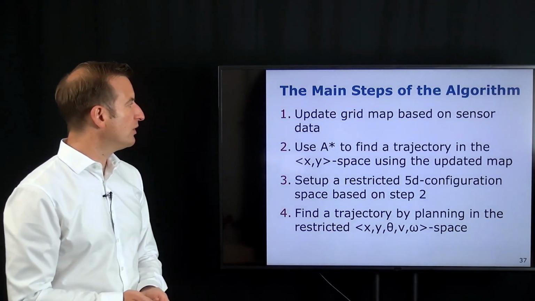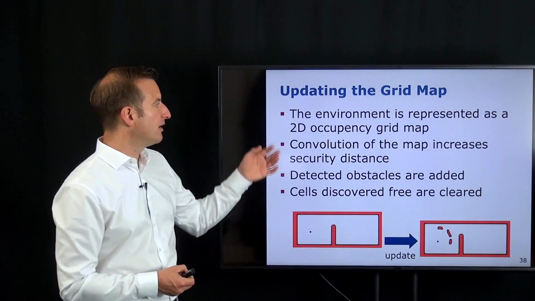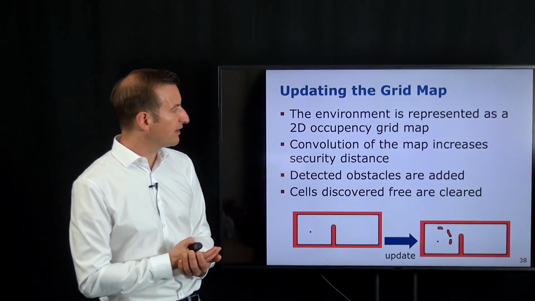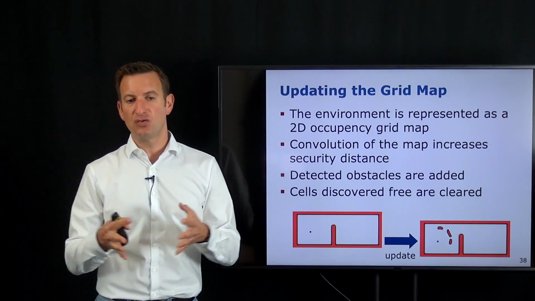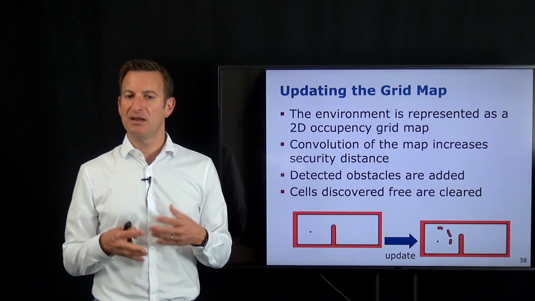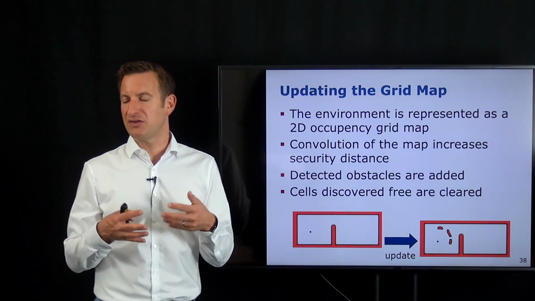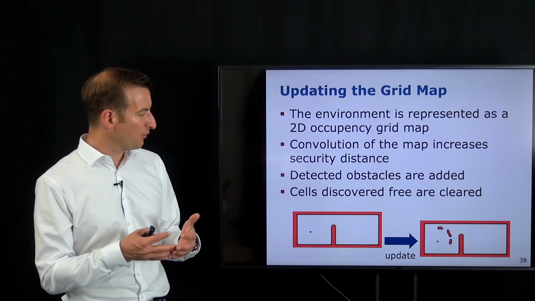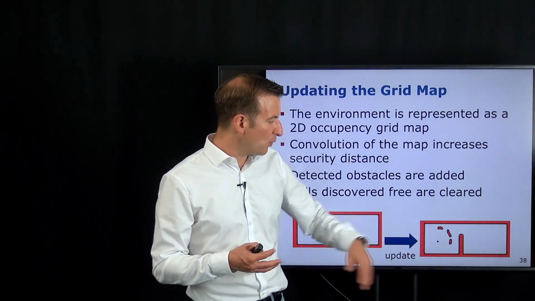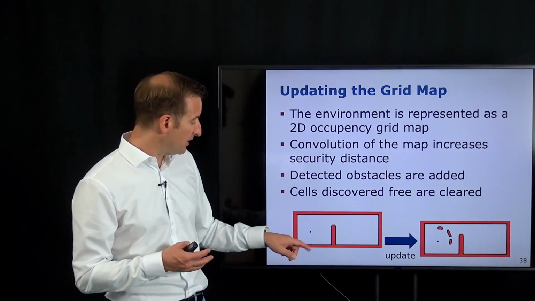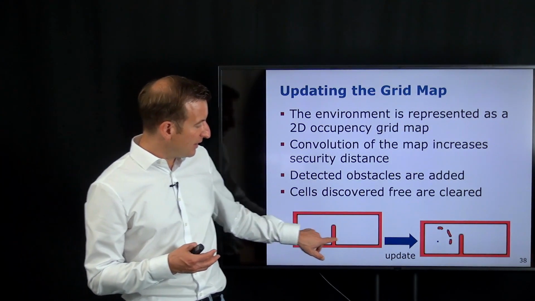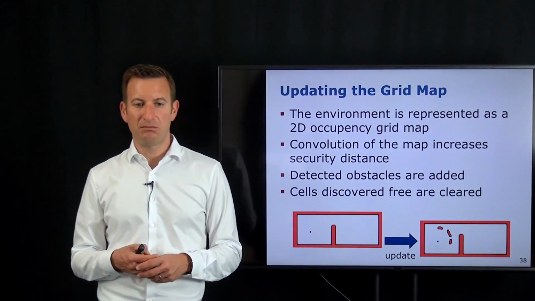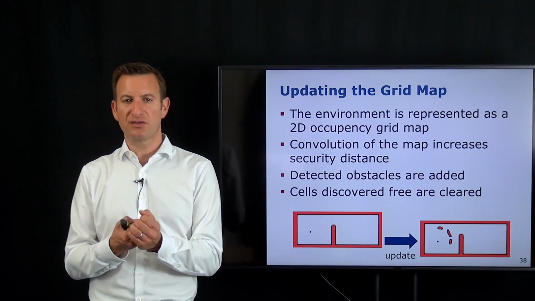The first thing we need to do is update our grid map. Again, the environment is assumed to be represented by a 2-dimensional occupancy grid map, as we have discussed here in the course beforehand, and we may have performed the convolution to increase the distance to the obstacles. If we see new obstacles with our sensor data, we update our map by adding this additional information. We basically take our original map and overlay it with the additional information from our sensor data. So if the robot is currently here, this blue dot, and we see obstacles in the environment, we add those obstacles to the map. These are these 3 blobs over here, which are obstacles based on the current sensor information.